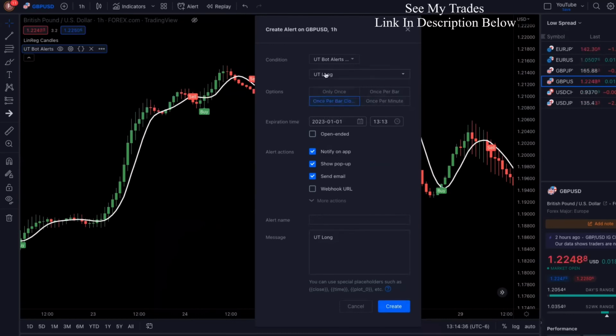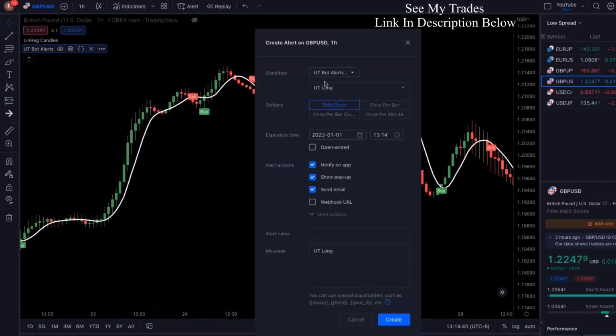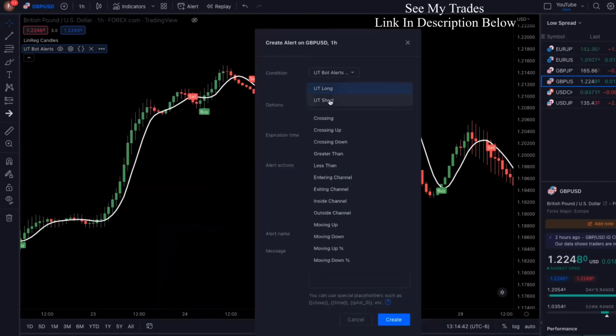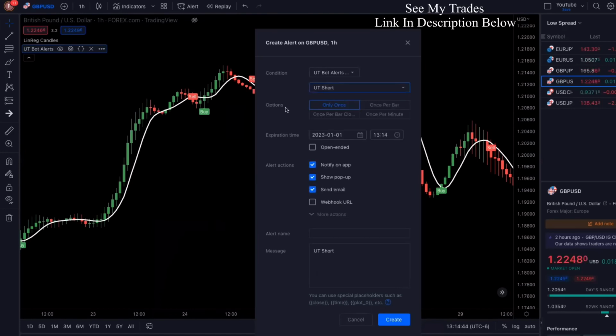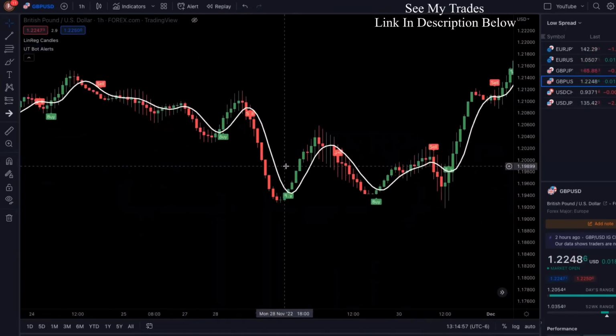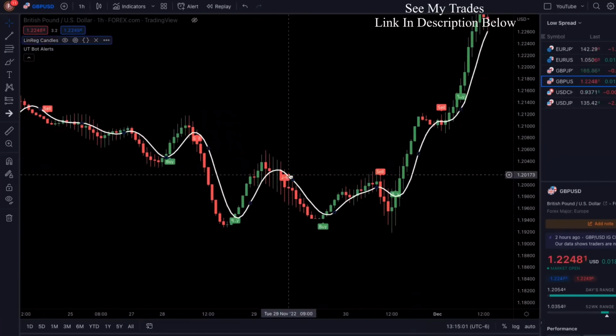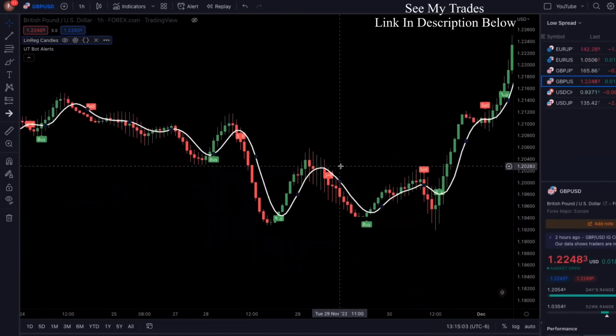Once that's done, you're going to come back up here again. And now instead of UT long, you're going to do UT short, once per bar close, and create again. So this way, anytime a bar closes with a sell signal or a buy signal, you'll get alerted, and then you can look at everything else and kind of make your decision of what you want to do. So it is super simple to set up the alerts on this particular strategy as well.